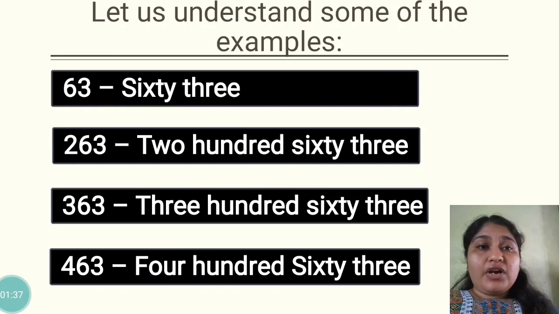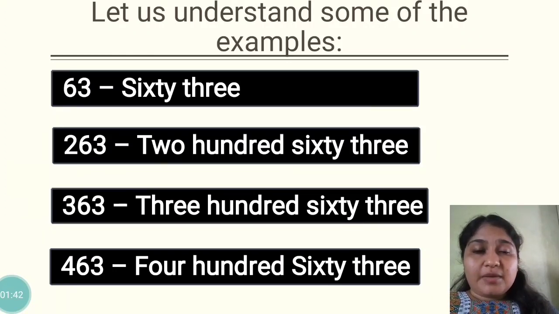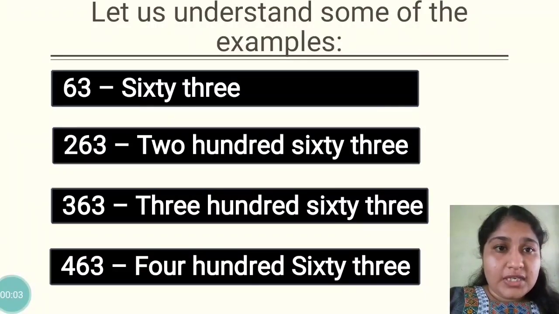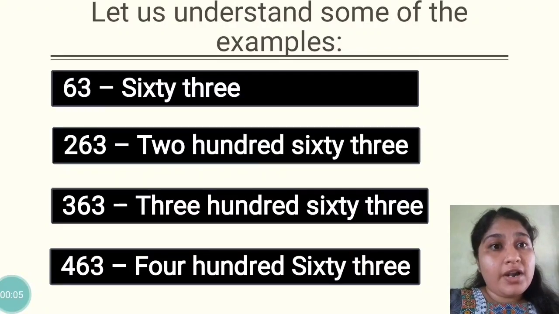So, have you understood? Students, you can see the difference. 263, that means 263. 363. So, what is the number name of 363? 363. 463. It is 463. Students, have you understood? First, we were writing 100. Now, we have to write down 200, 300 and 400. Now, let us understand with another example.